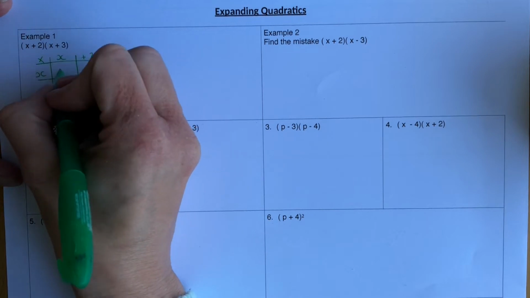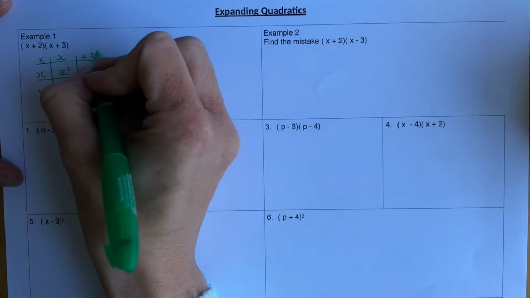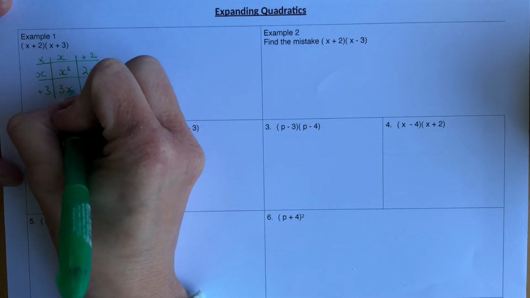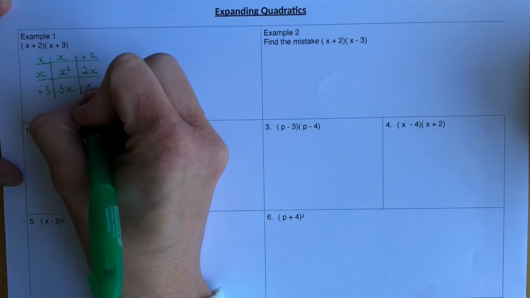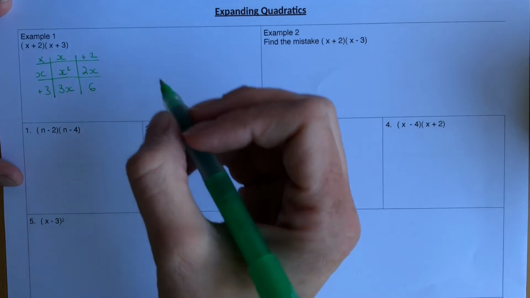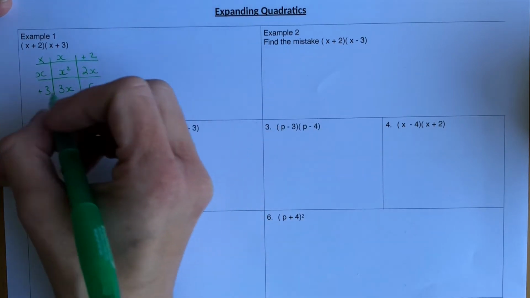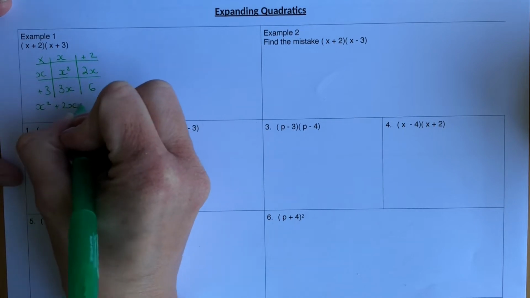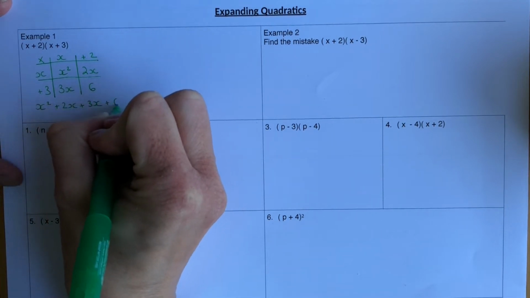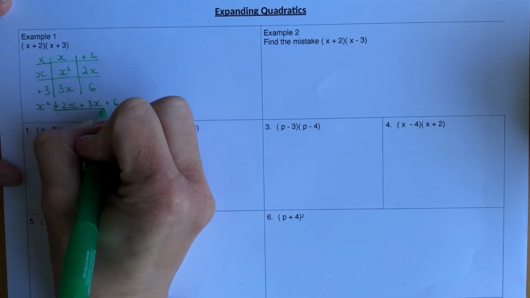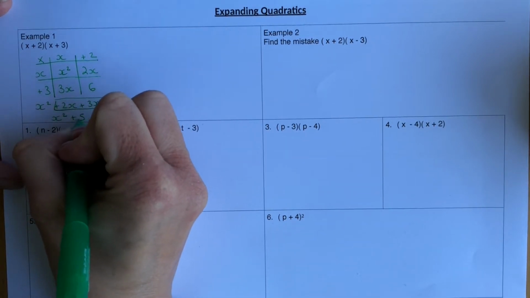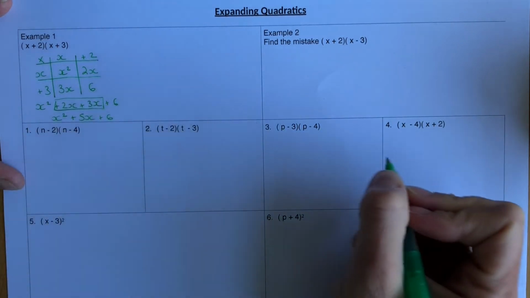So x times x gives you x squared, x times 2 is 2x, x times 3 is 3x, 3 times 2 is 6. Okay, then what you need to do is simplify. If you write them out, x squared add 2x add 3x add 6, you can add your x's together there. So my final answer is x squared add 5x add 6.